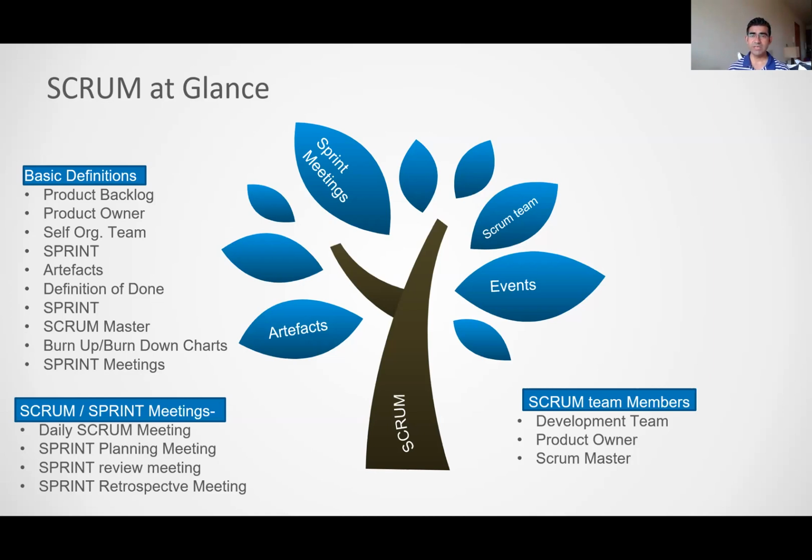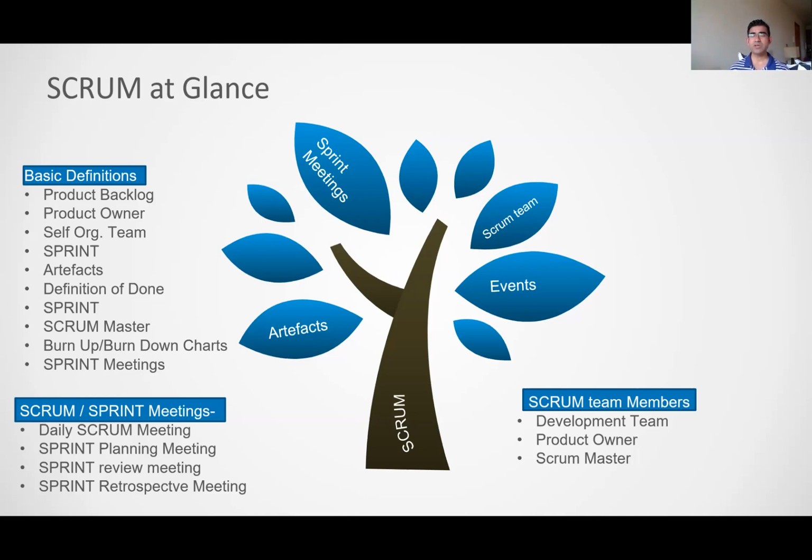He chairs all the meetings and discusses various aspects of the product development cycle. So that's the role of a Scrum Master. Now we're going to talk about the meetings that happen in Scrum. In Scrum, there are a few meetings, starting with the daily Scrum meeting.